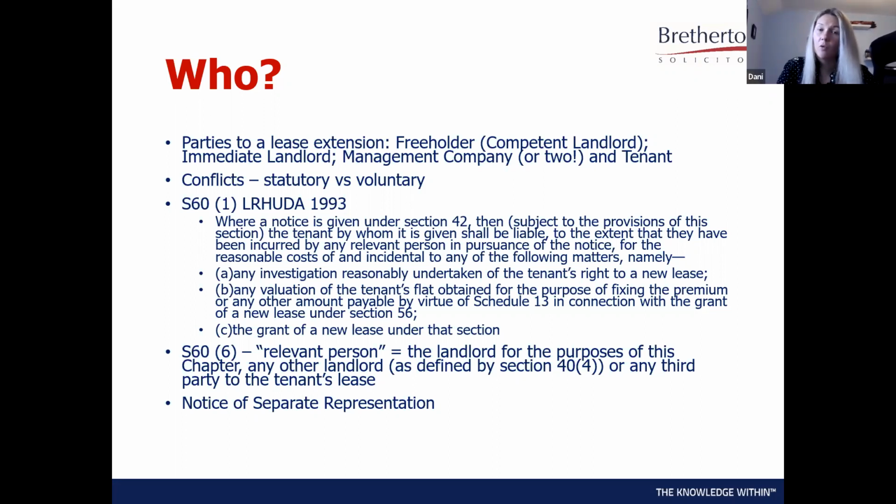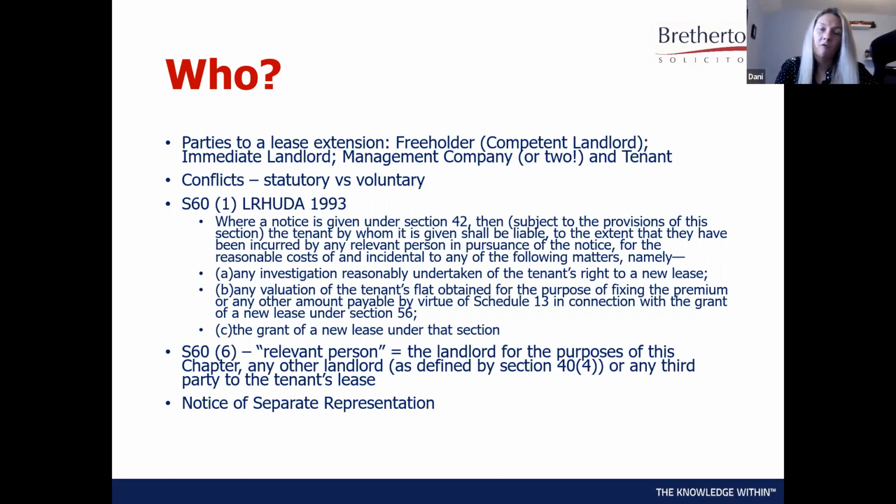So if you have got management companies, then they can obviously be looking to recover their reasonable costs for being involved, being advised on the lease that's drafted and agreed, and then arranging signatures of that lease as well. So just be mindful of that at the outset.